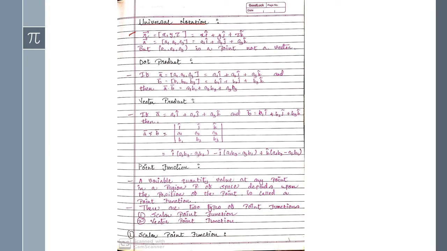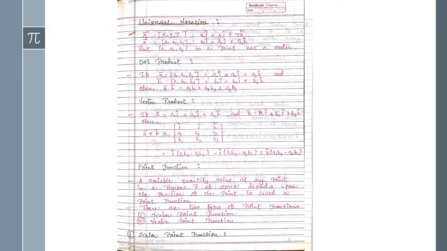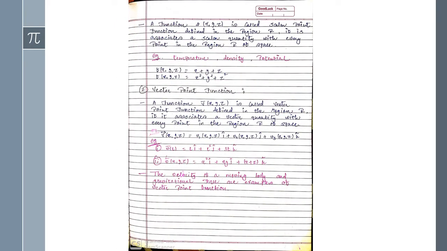Now dot product, this one we already did, right? Dot product, that is a dot b vector. Now vector product, this one we already did, this is your cross product, right? Next one, point function. This is split into two parts, scalar point function and vector point function. This we already did in sessions. So all this theory we did previously.